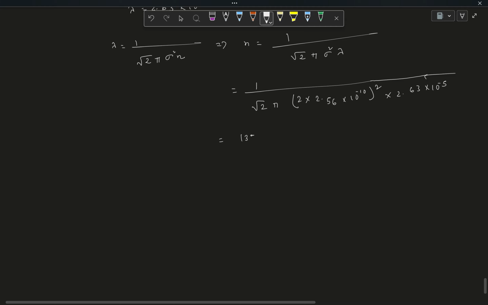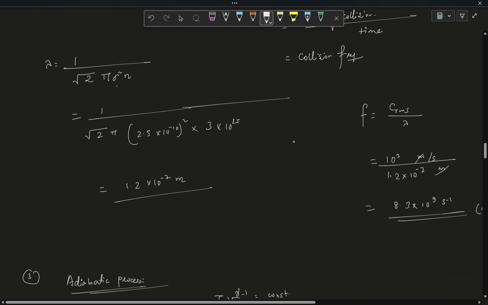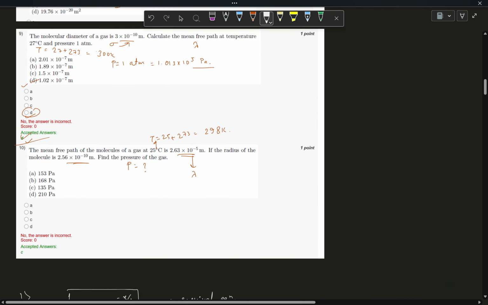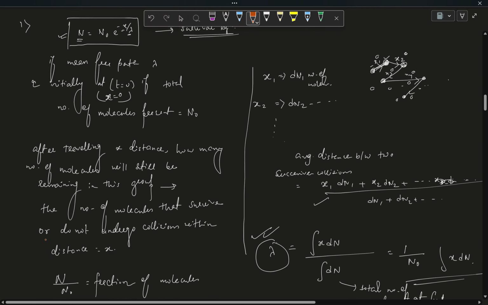almost 134 point something I was getting. So it is almost, you can say, 135 Pascal. So now check the options given, which is the closest answer. So we have 135 Pascal in the option. So option number C is the correct answer in this case.